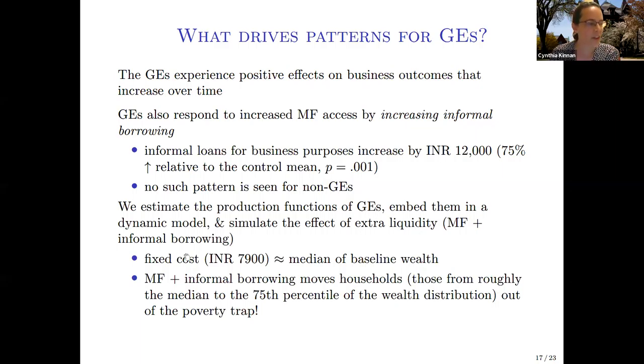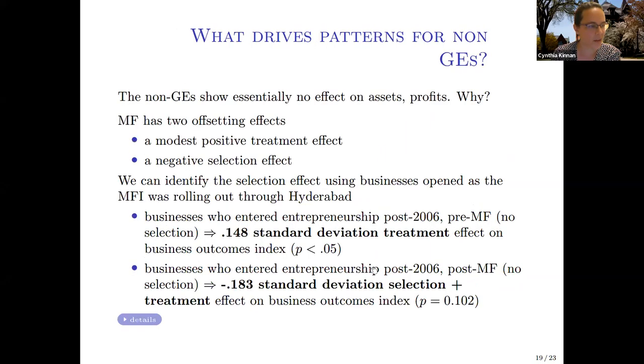The thing I'll leave you with is that we estimate a fixed cost of scaling up a business and moving to a more productive technology of about 8,000 rupees, which is close to the median level of baseline wealth. This suggests that about half of households in the sample don't have sufficient wealth to self-finance that fixed cost of moving into a more productive method of self-employment. For those households, the combination of microfinance plus the additional informal borrowing that it seems to unlock can move about a quarter of households, roughly from the median to the 75th percentile of the distribution, out of the poverty trap.